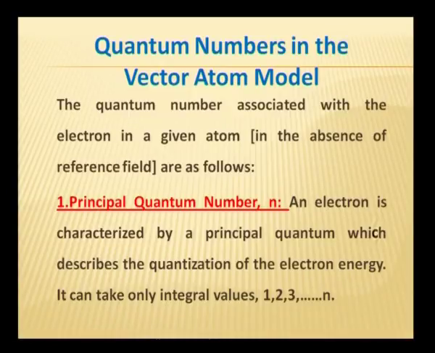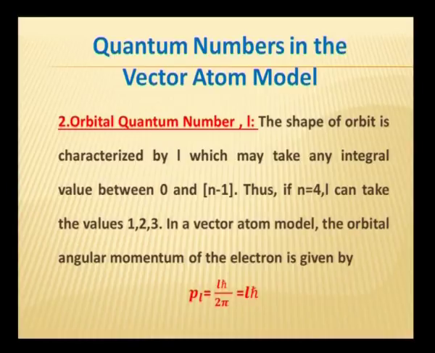The principal quantum number, as I told you, n. An electron is characterized by a principal quantum number which describes the quantization of electron energy. It can take only integral values starting from 1 to n. As I told you, n equal to 1 means it is the K shell, 2 means it is the L shell, and so on.